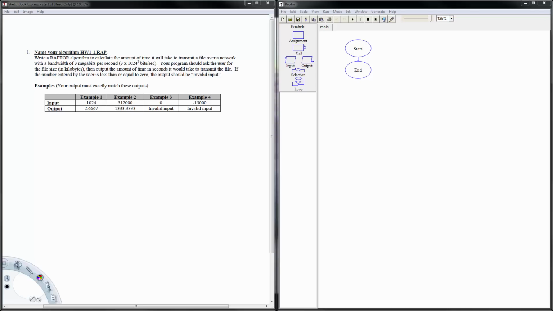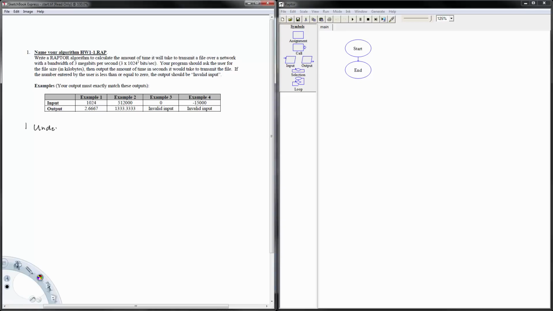Write a Raptor algorithm to calculate the amount of time it will take to transmit a file over a network with a bandwidth of 3 megabits per second. Your program should ask the user for the file size in kilobytes, then output the number of time in seconds it would take to transmit the file. If the number entered by the user is less than or equal to 0, the output should be invalid input.